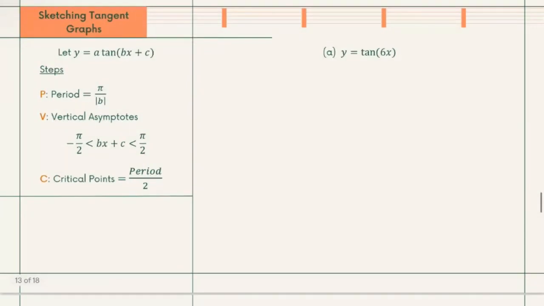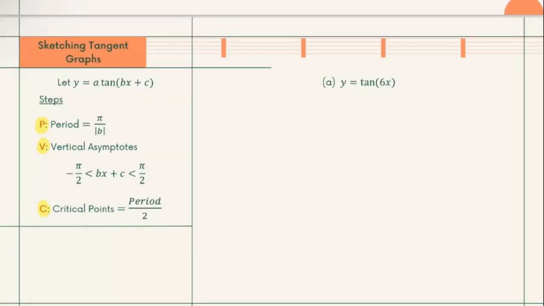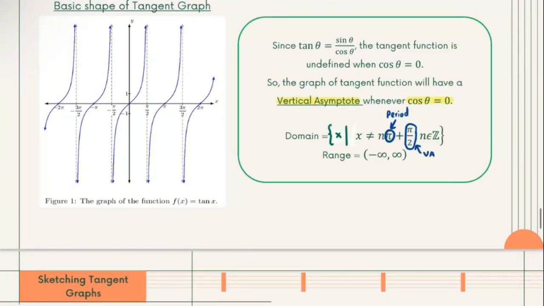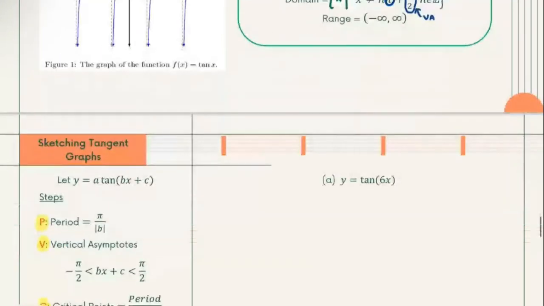So saya tunjukkan graf untuk tangent of 6x. Okay. So untuk tangent of 6x, kita akan menggunakan sedikit berbeza PVC. Okay. So P tu apa? Period. Period kita will be pi over modulus of B. Pi itu datang pada mana? Sebab untuk original function tangent x, jarak daripada one vertical asymptote kepada next vertical asymptote ataupun jarak of our full complete cycle adalah pi. Sebab tu dekat sini pun dia akan gunakan pi.